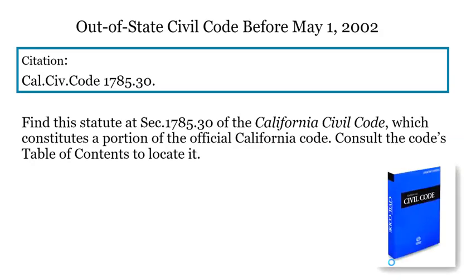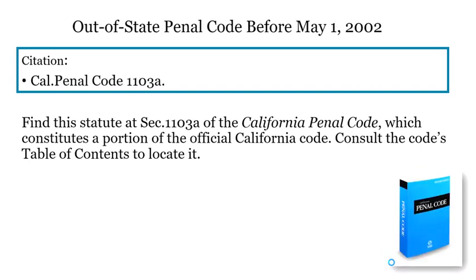This is a citation for an out-of-state civil code before May 1st, 2002. And you can find this statute at section 1785.30 of the California Civil Code, which constitutes a portion of the official California Code. And then this is an out-of-state penal code citation before May 1st, 2002. And you can find this statute at section 1103A of the California Penal Code, which again constitutes a portion of the official California Code.